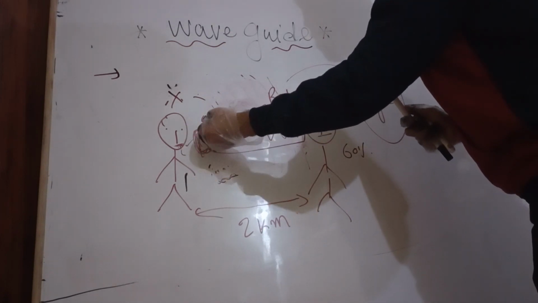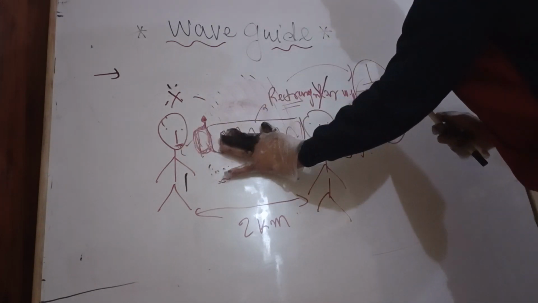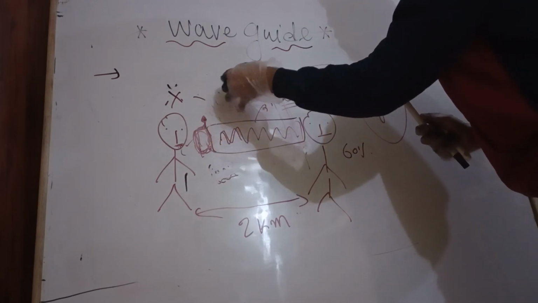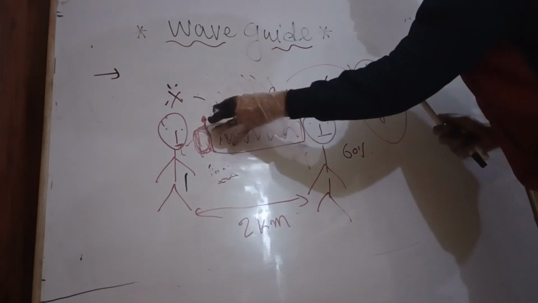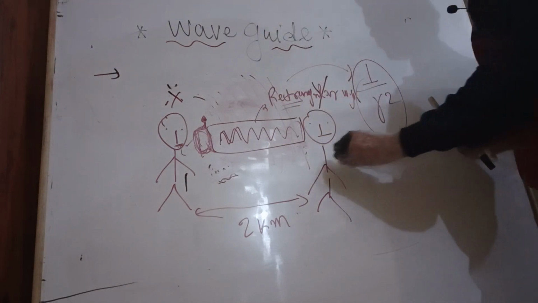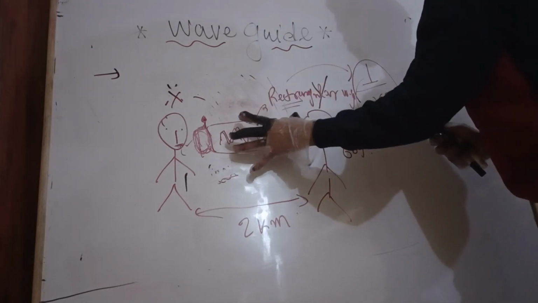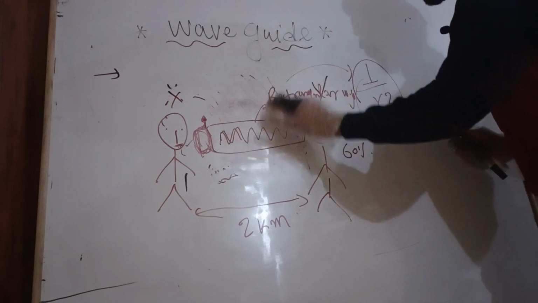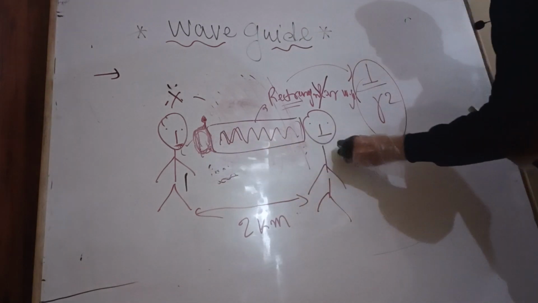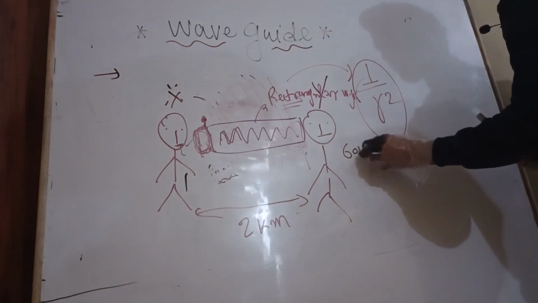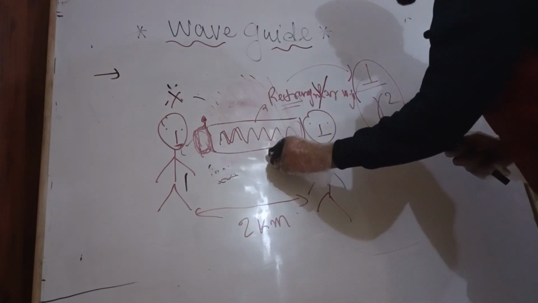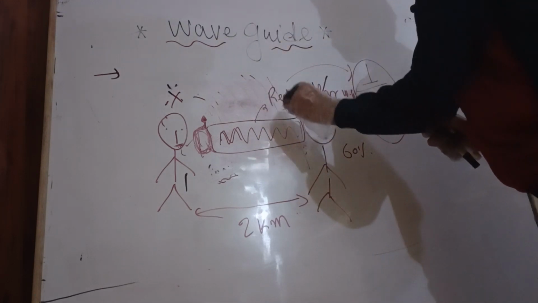If we transmit the electromagnetic wave throughout the space without a waveguide, it will radiate as 1 by r square. As the distance increases, the wave gets attenuated, and the other person receives only 60% of the information sent. So in order to reduce this attenuation, we use the waveguide.